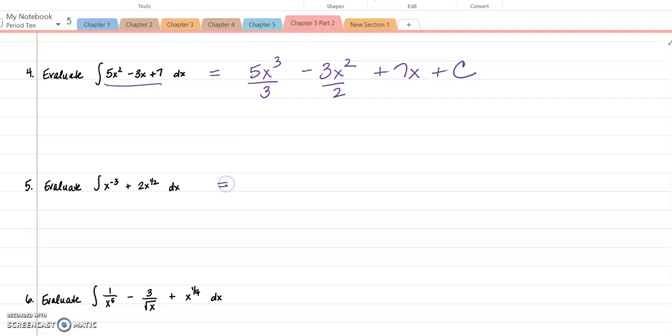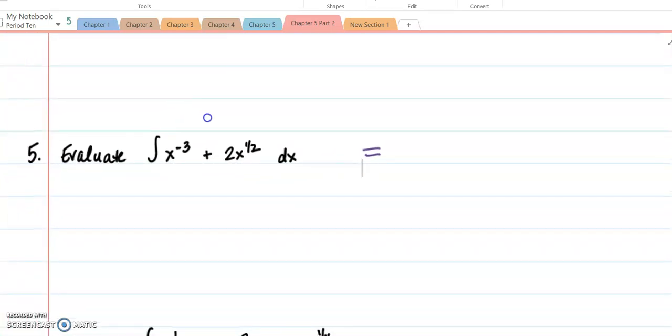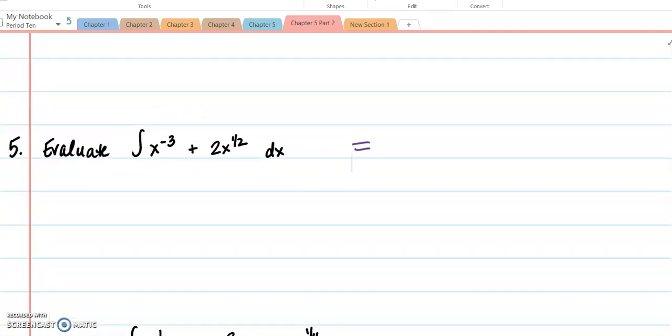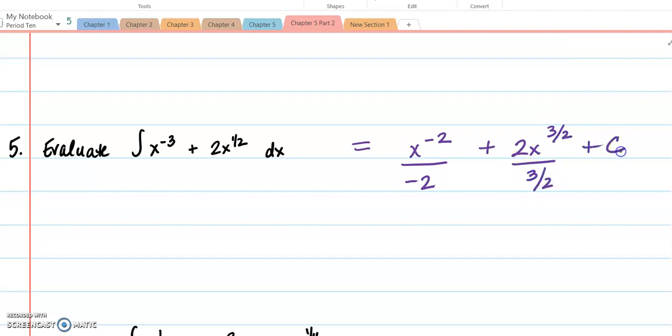Number 5, find the antiderivative. This one's a little bit more challenging because you have a negative exponent and you also have a 1/2 power. So you still apply the formula the same way. Negative 3 plus 1 is negative 2, and then you divide by negative 2. Plus 2x to the 3/2 divided by 3/2 plus c. You can leave it like that, or remember that when you divide by a fraction, it's the same thing as multiplying by the reciprocal.